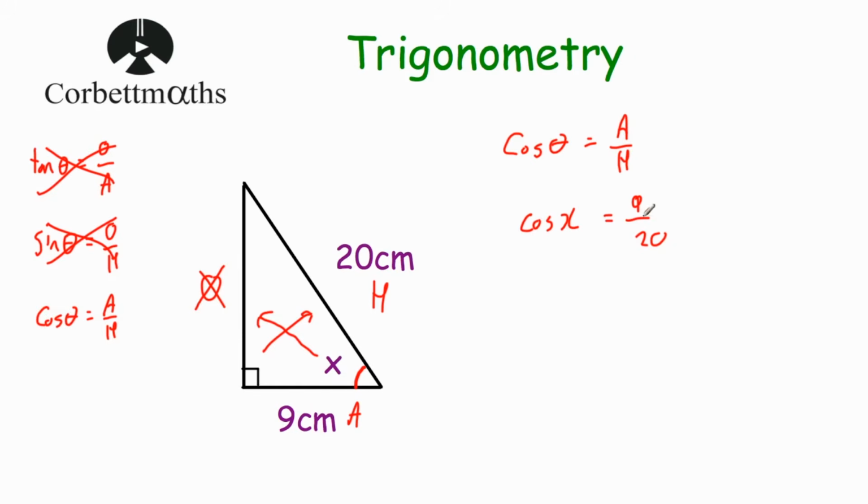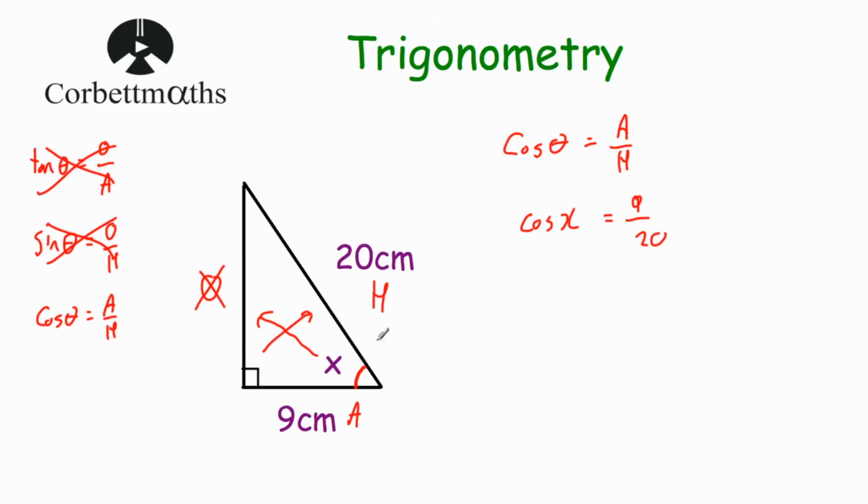Now if you wanted to, you could do 9 divided by 20 on your calculator and get 0.45, and you'd have the cos of x is equal to 0.45. Alternatively, you could just leave it as a fraction. That's what I tend to do. Now we want to find the size of x. This angle obviously isn't 9/20 or 0.45 degrees. It's much bigger than that.